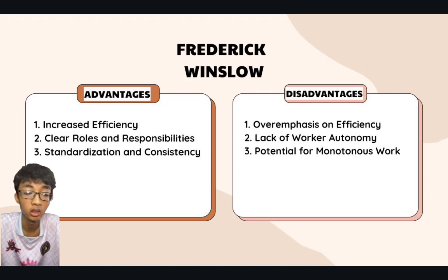Second is clear roles and responsibility. Taylor approach advocated for each clear division of labor between manager and workers. This division ensured that managers were responsible for planning and organizing work, while workers focused on executing tasks based on standardized methods. This clarity in roles and responsibilities reduce confusion and increase accountability.